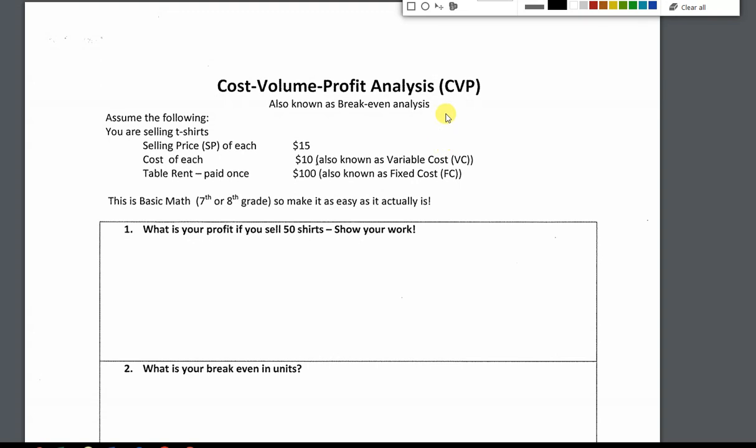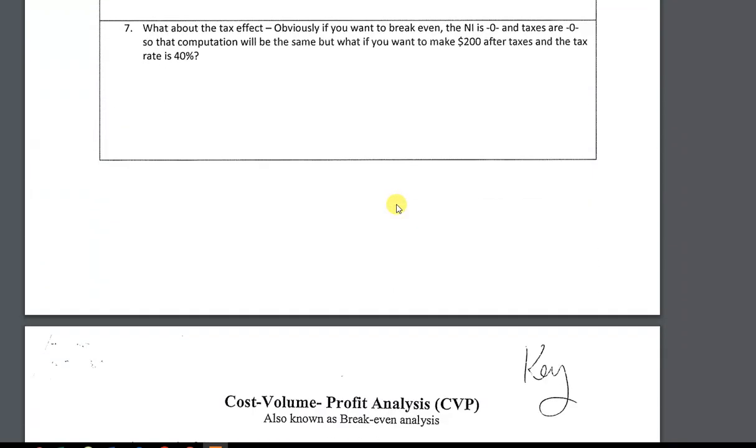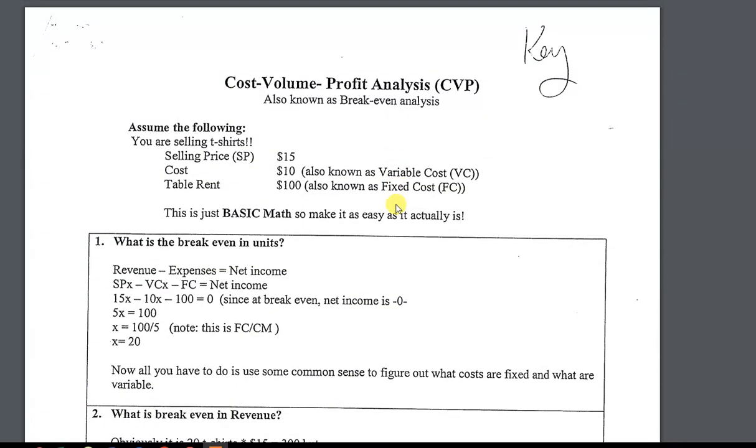Okay, I'm going to clear that. Now I'm going to go to the second one. What is our break even in units? Let's go back to the same thing. My selling price, which is 15 times the number of shirts, minus 10 times the number of shirts, where X is the number of shirts, minus 100 equals 0. At break even, net income is 0. So I have 5x equals 100, and I solve for x, so x equals 20.